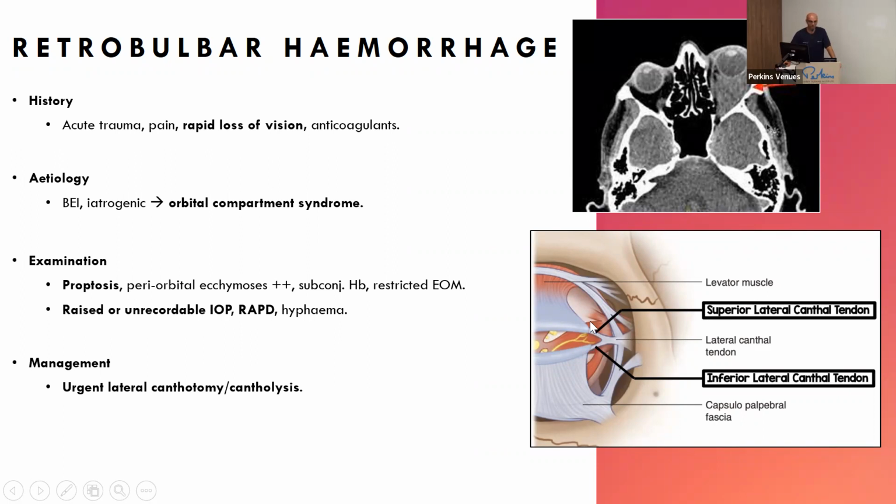When you make these cuts, particularly the second one, you'll actually see the whole globe move forwards, because you've just increased the volume that the orbital contents and the eye have access to by getting rid of these hard tendons at the front. You cut those tendons out of the way, the tissue all moves forward and the pressure should go down.